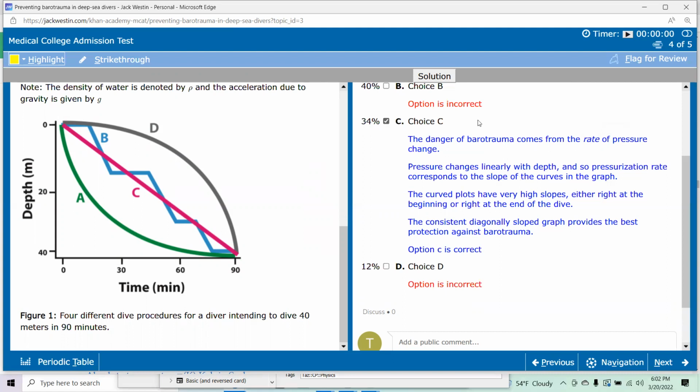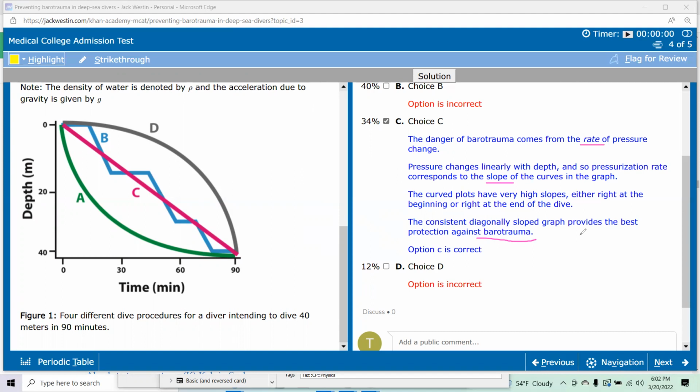I can't highlight this part, but I can draw. But this is so important. We talked about rate, and then we talked about slope, and then we talked about barotrauma. Do you guys see how this is exactly what we just did? I cleared it, but I had written it before. I'm sure you guys saw it. That is exactly the logical steps that they want you to take.